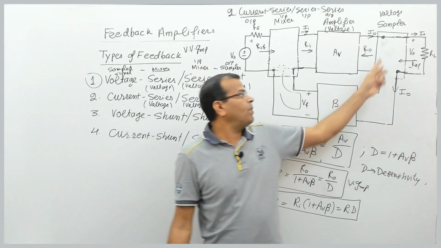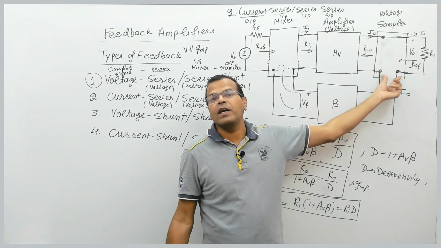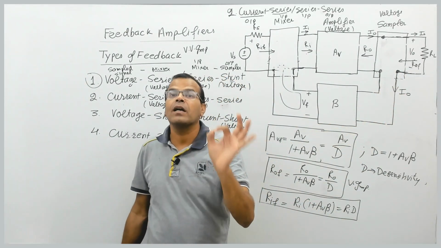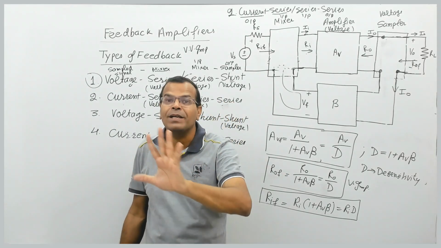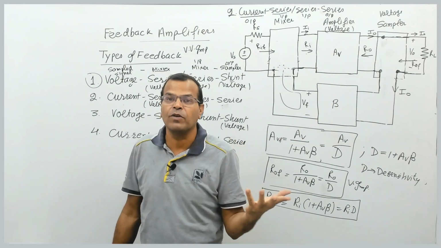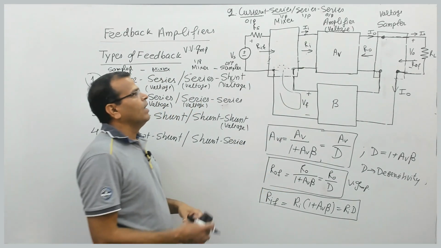But now for passing the output current through the feedback network, I must connect the feedback network in series. So series sampling is current sampling. Shunt sampling is voltage sampling. You must remember this; everything should be in your tips. When you talk about shunt sampling, it is voltage. When it is series sampling, it is current.